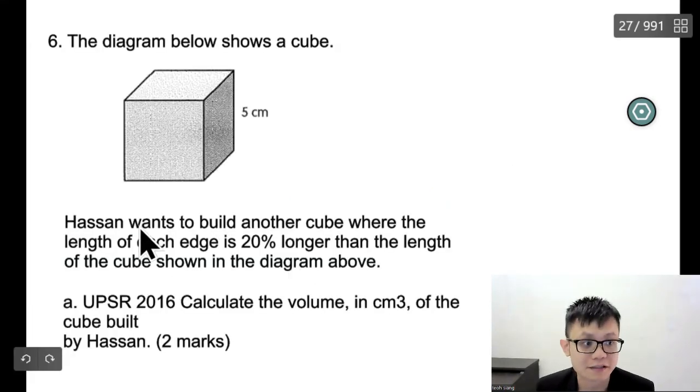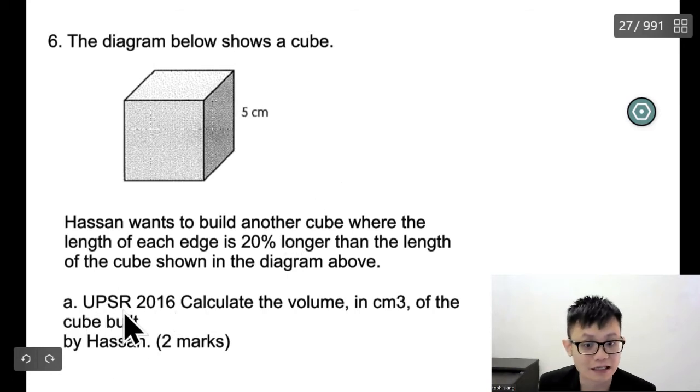Okay, so let's read this question 6. The diagram below shows a cube of 5 cm. Hassan wants to build another cube where the length of each edge is 20% longer than the length of the cube shown in the diagram above. So the cube will be bigger by 20%, correct or not? Here extra 20%, here extra 20%.